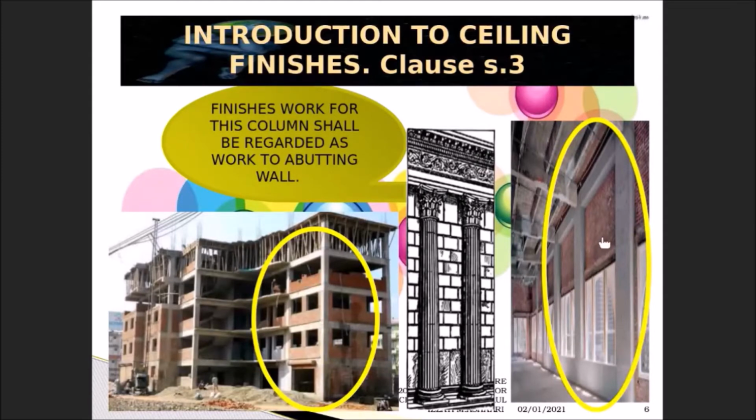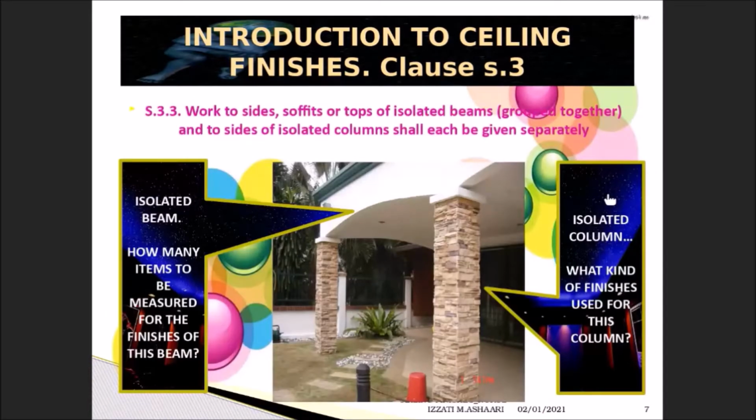Same goes to the right hand side to explain S.3.2. This is another explanation. We did not measure this one separately. S.3.3, this is also the subclause that we have to consider. Work to side, soffit, and top of isolated beam and side of isolated column shall be given separately. Normally outside the building, you can see the column is constructed without having any wall, without any brick. So this is considered as isolated.